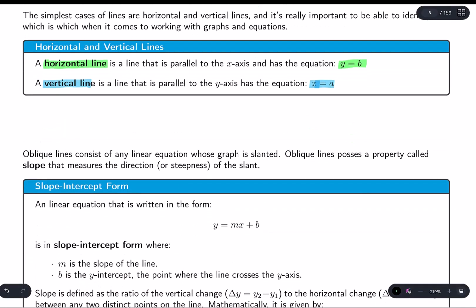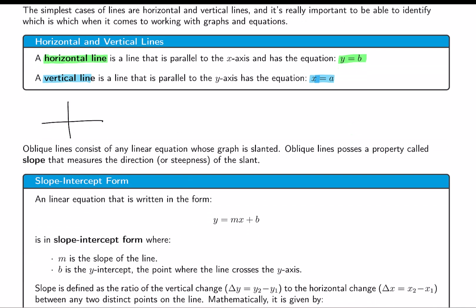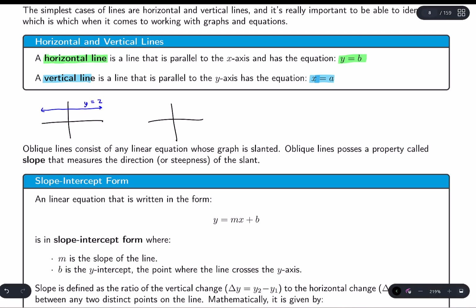So, for instance, if you have a horizontal line, let's say it's y = 2, then this might be what it maps out as, parallel to the x-axis, as I said. And then, for instance, if you have a vertical line, let's say you have the equation x = -3, it's going to look something like that.